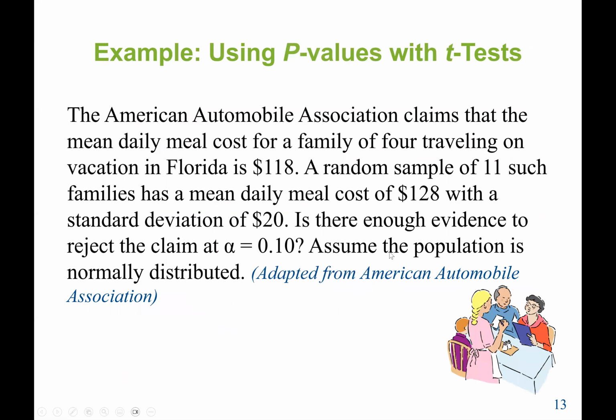Here is a third example. An American Automobile Association claimed that the mean daily meal cost for a family of 4 traveling on vacation in Florida is $118. That is the given claim. We take a random sample of 11, which means n is equal to 11. Such families have a mean daily meal cost of $128 with a standard deviation of 20. Is there enough evidence to reject the claim at alpha equal to 0.10, assuming the population is normally distributed?